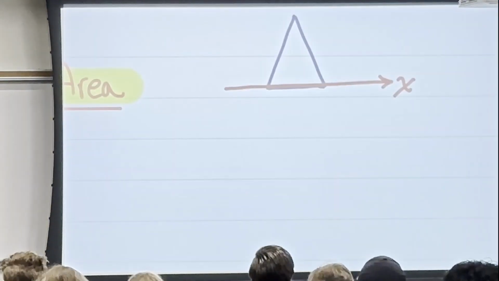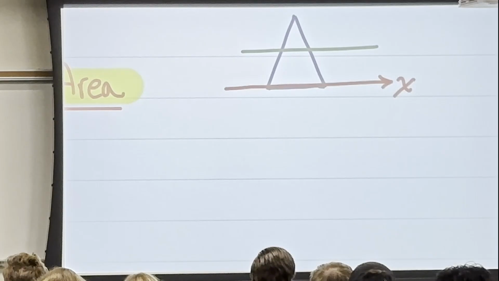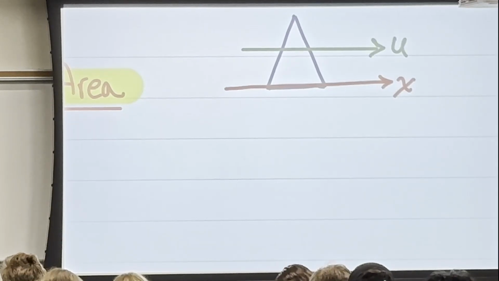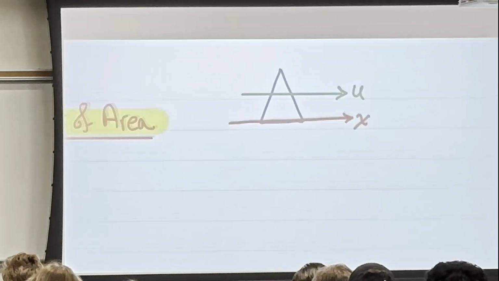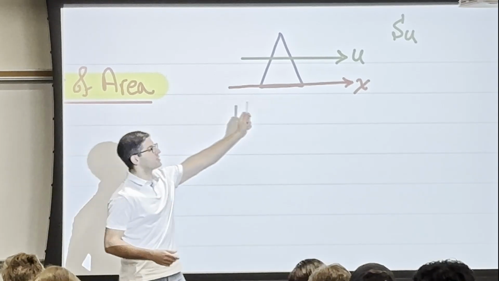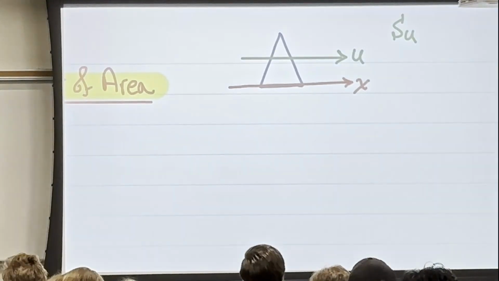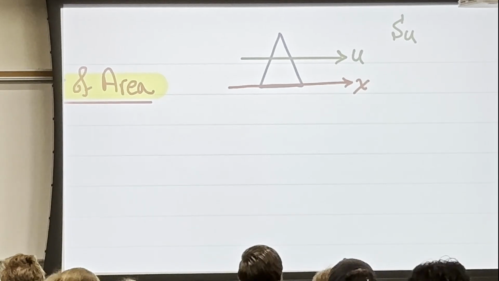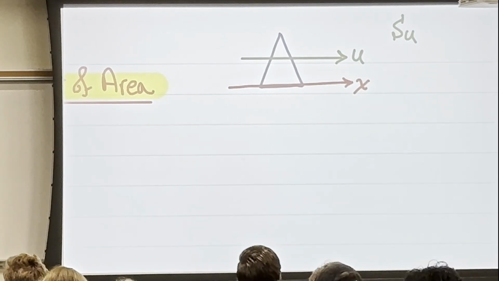If I have another axis here, and I call it u, and I want to find the first moment of area about u, I will say S of u. So it's important to notice what the subscript of the symbol S is. This is what tells you what axis you want to find your first moment of area about.